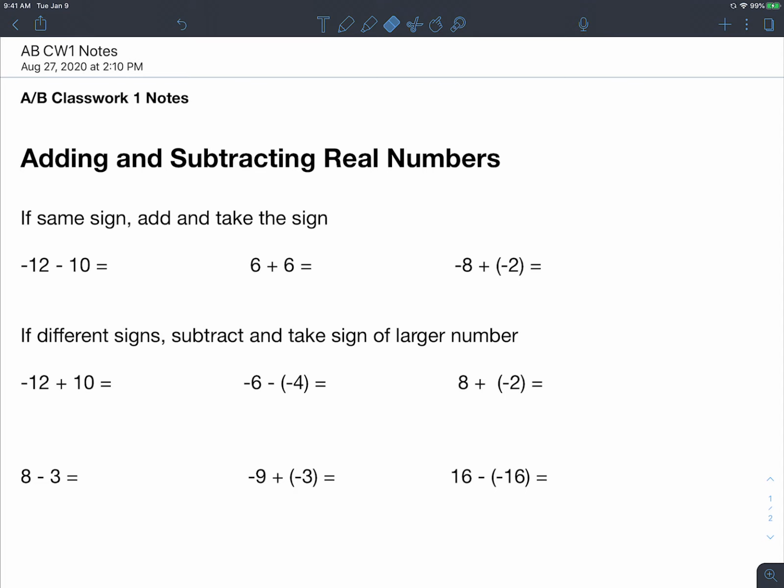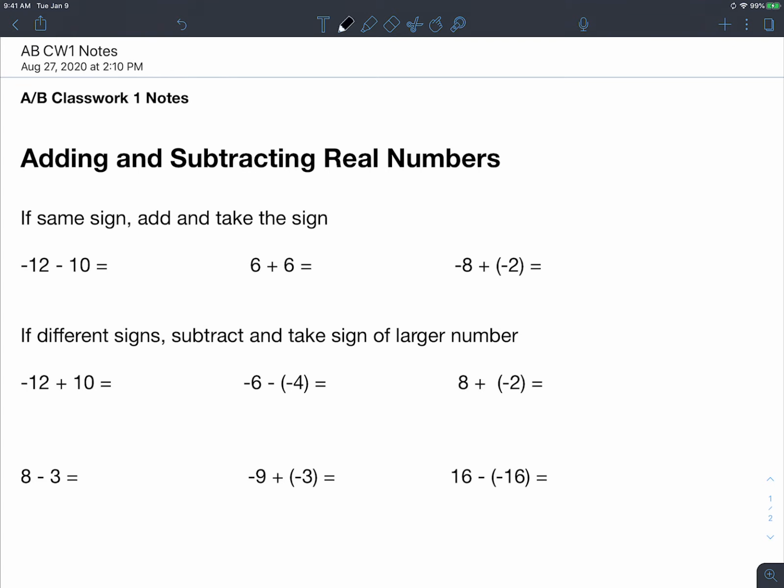So adding and subtracting real numbers is the first topic we're going to cover. And this may be easy for you, it may not be, but I'm just going to plow right through. So here's the rule. If you're adding and subtracting and they're just integers, meaning they're whole numbers with a positive or negative sign in front, if you have the same sign, then you're going to add and then you're going to take that sign as the sign of the answer.